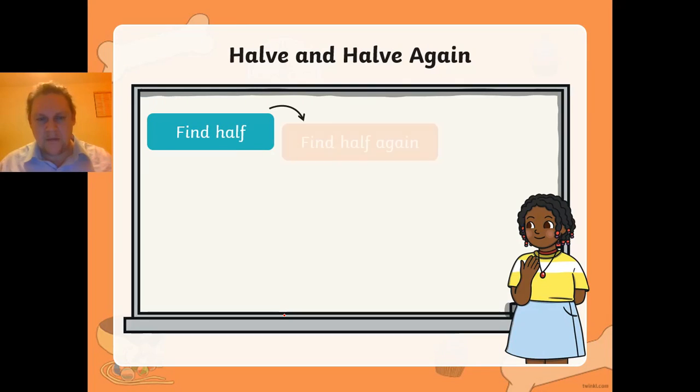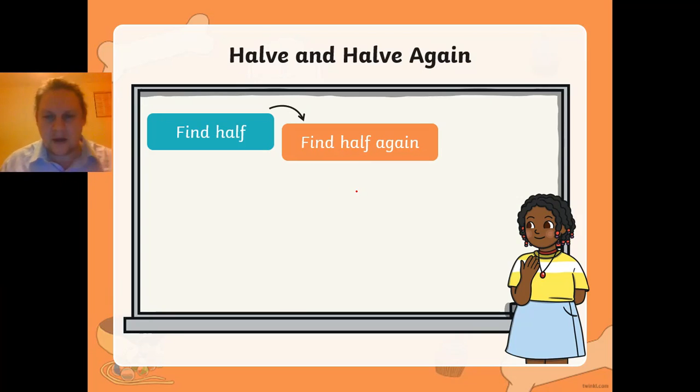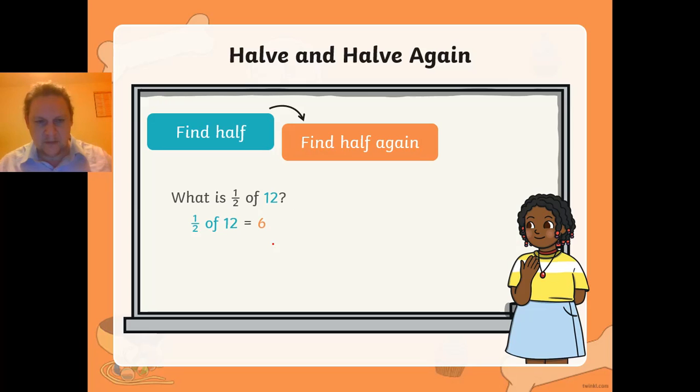Halve and halve again. You can find half and then find half of that half. So what is half of 12? Half of 12 is 6. If you know that already, then you're going to be able to work these out quickly, and you won't have to necessarily do all of that writing in your book. But that's a good way to do it as well, if you want to write it down in your book the way I just did.